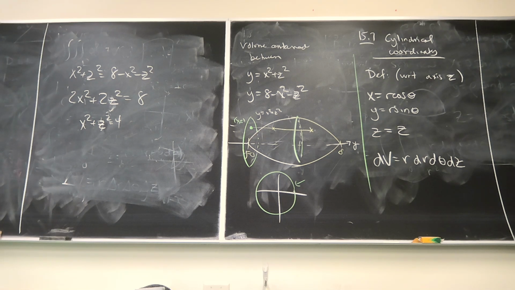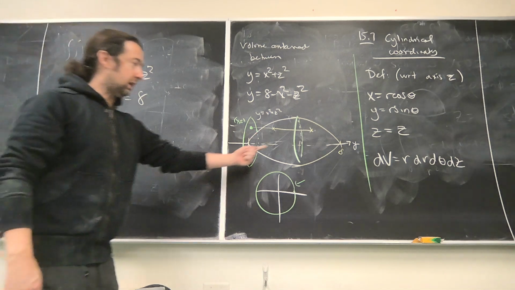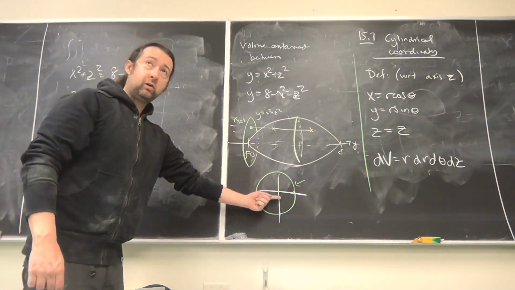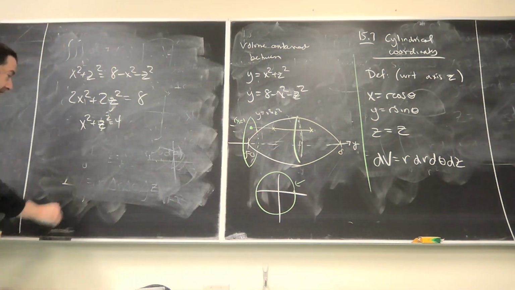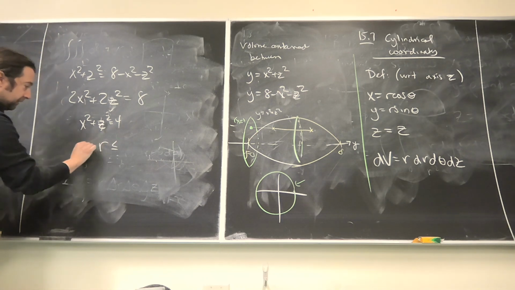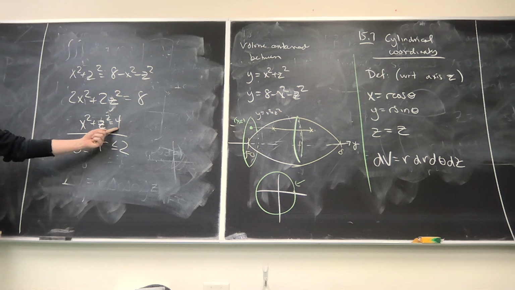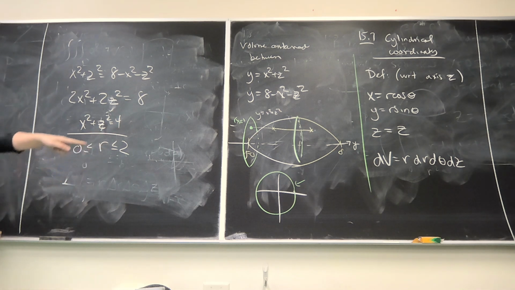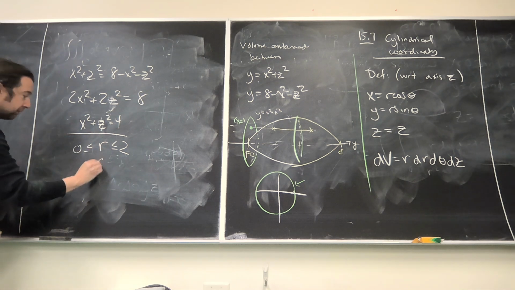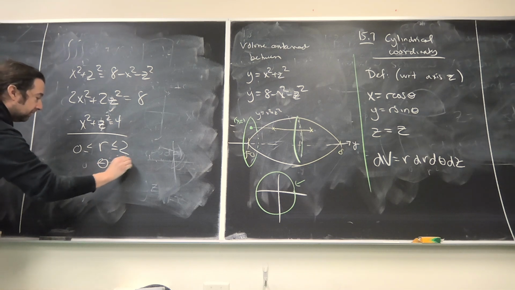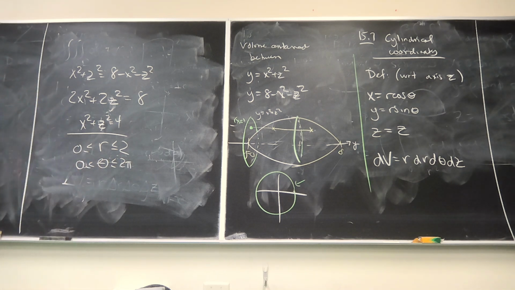So let's write a system of inequalities now that describes that region sitting over this circular base. It should be the case that our radius values go between 0 and 2 because that was inside of a circle of radius 4. We're integrating over the entire base, so our theta values are going to be between 0 and 2 pi.